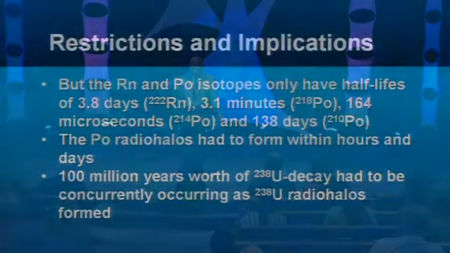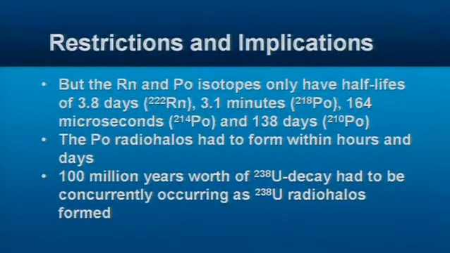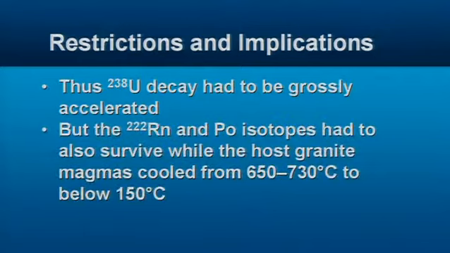Now that's going to be significant, as you'll see in a moment, because I'm going to apply this research. And as I've hammered time and time again, 100 million years of uranium decay had to have occurred concurrently as the uranium radiohalos formed and the polonium radiohalos formed, I should say. Thus, uranium-238 decay had to be grossly accelerated. But here's the crunch.